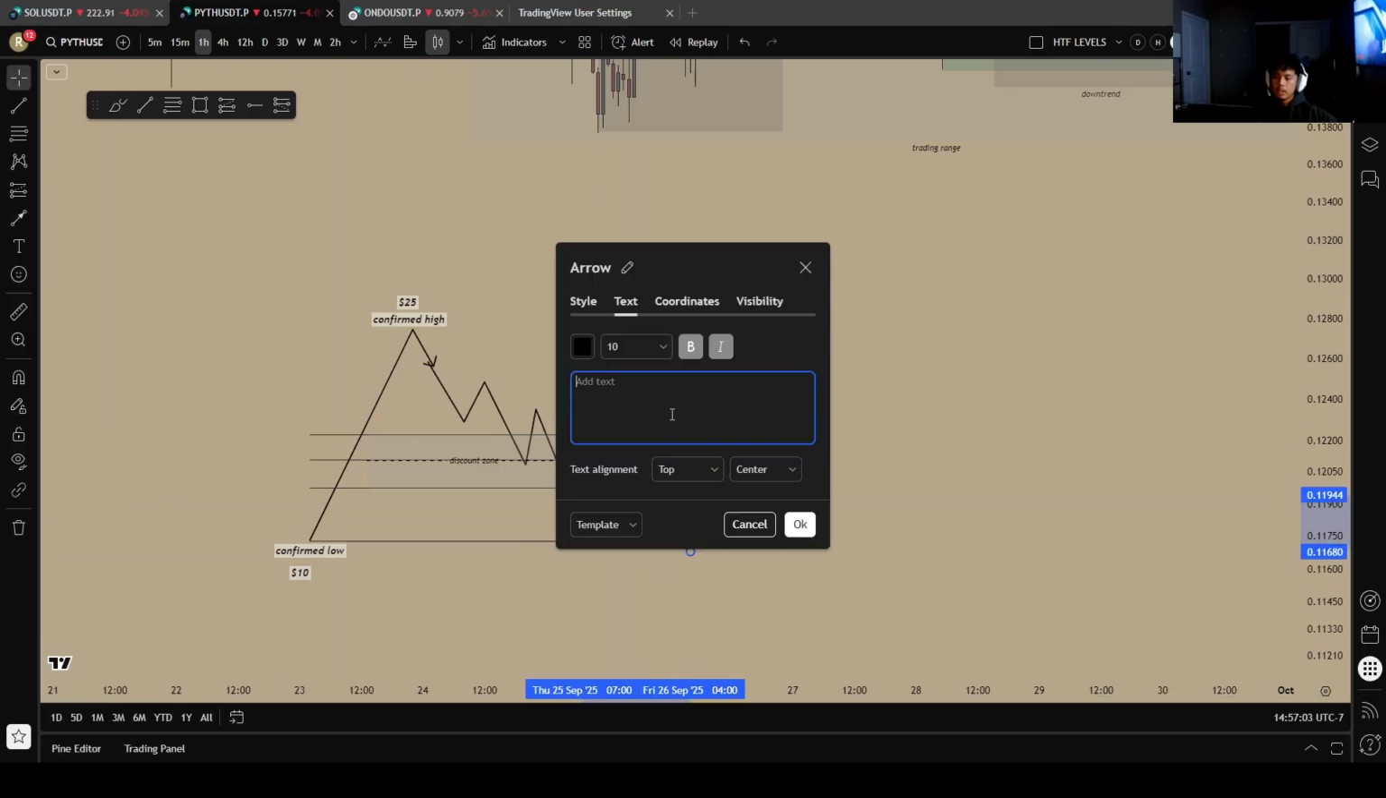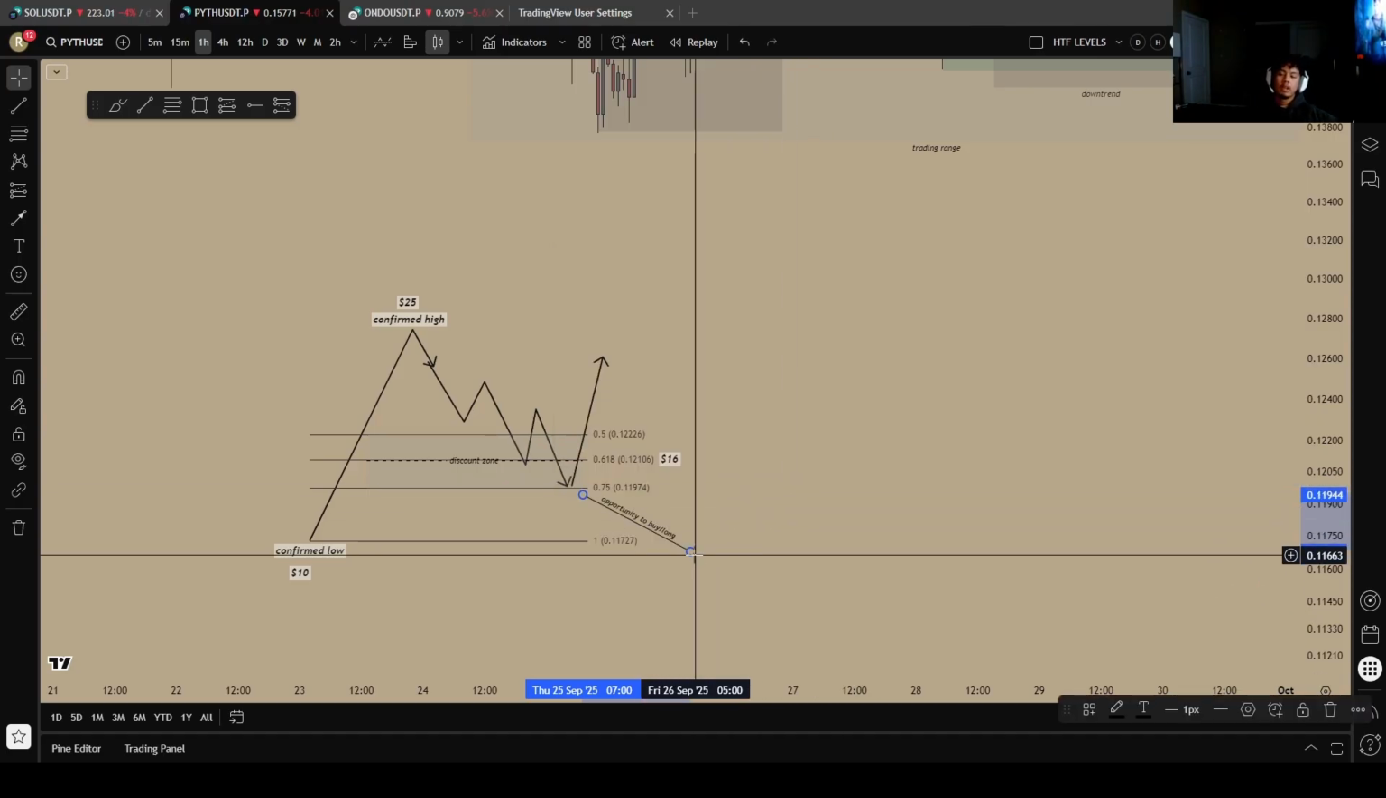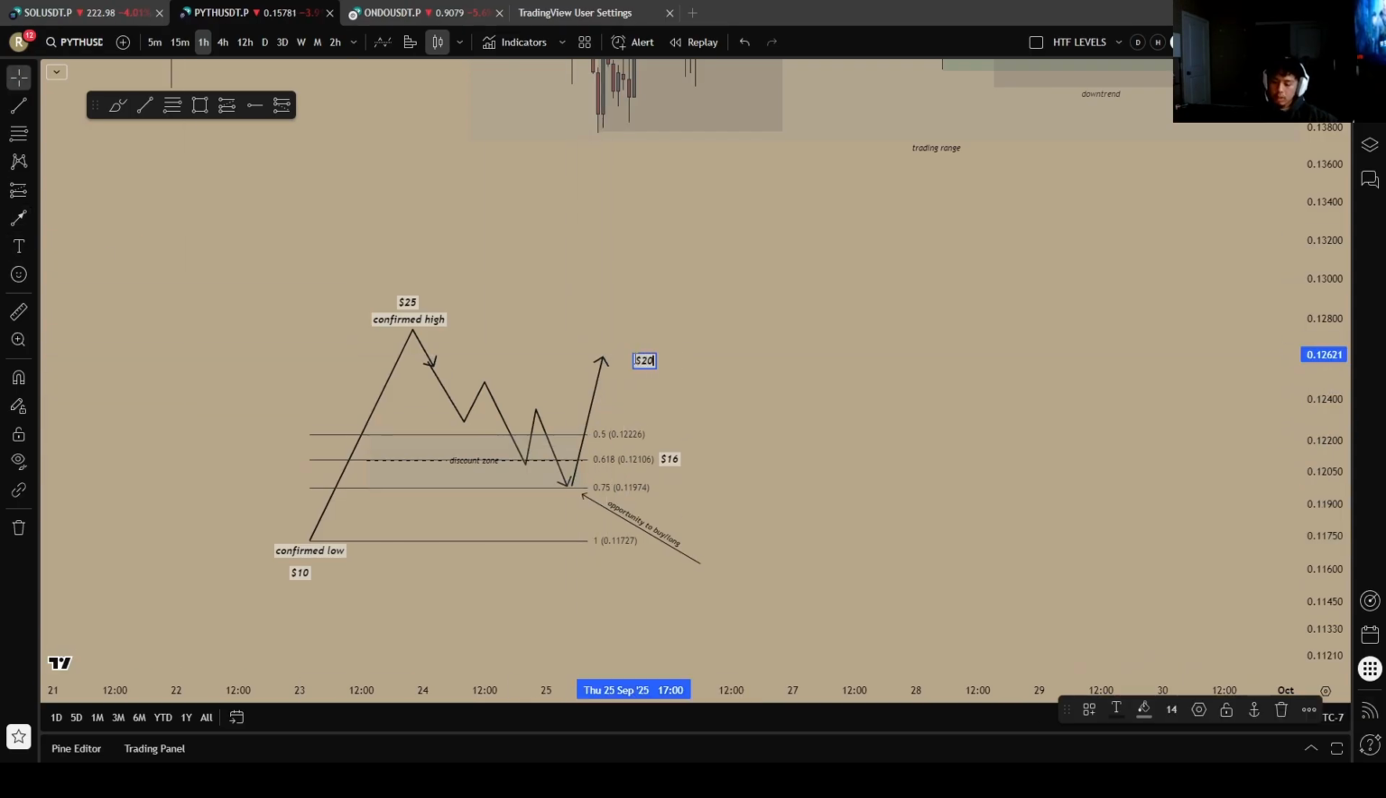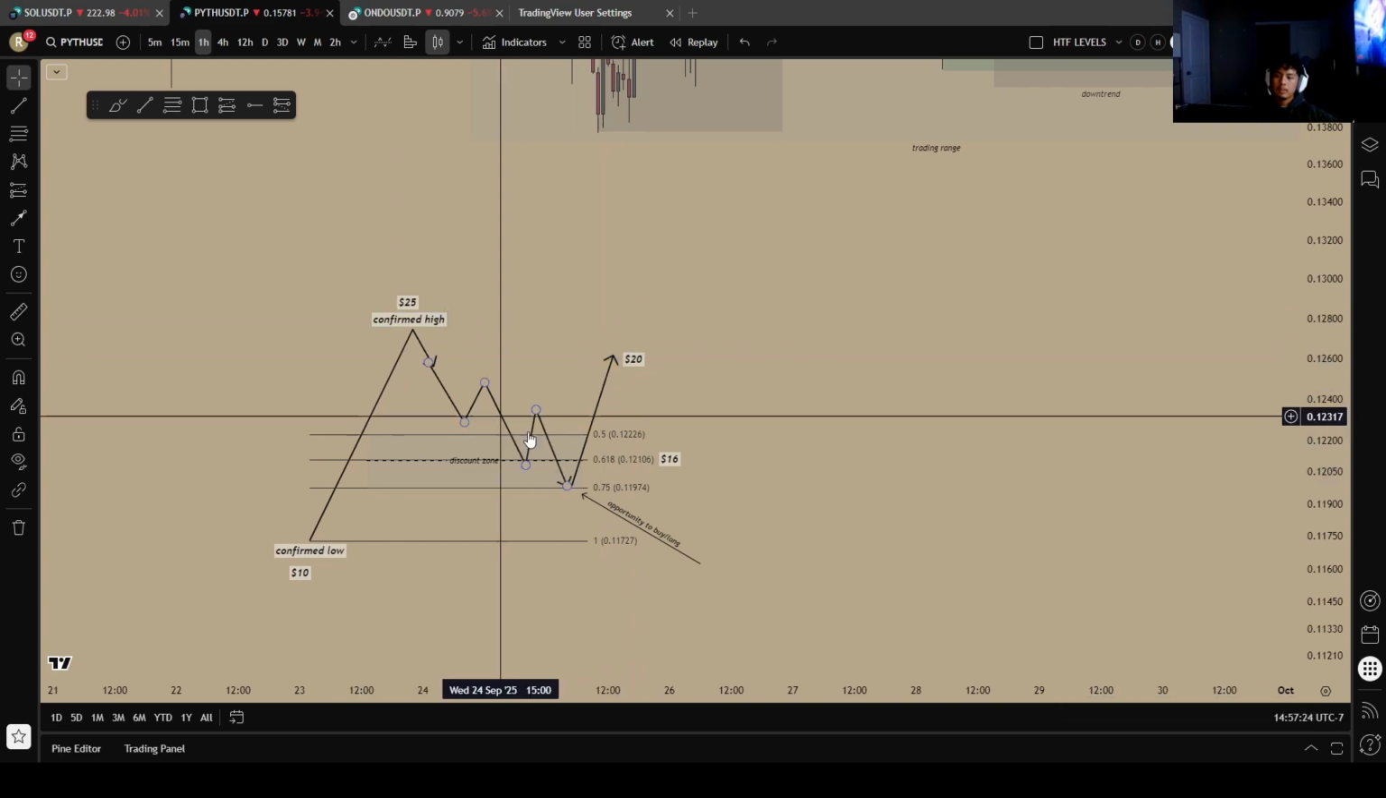So think of your discount zone as an opportunity to buy, or go long, right? And going long essentially means you're expecting price to go up. So after hitting $16, you expect price to start going back up, and this price could be like 20 bucks, right? So that's pretty much what it is.